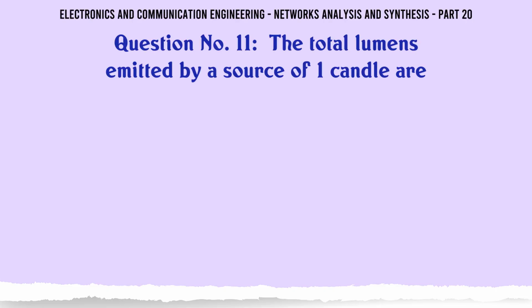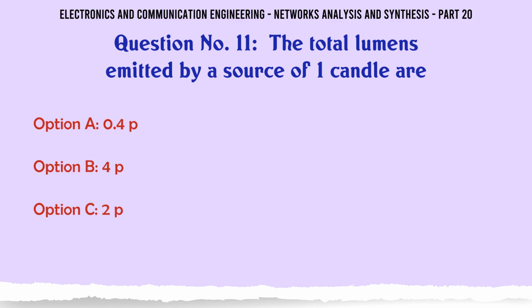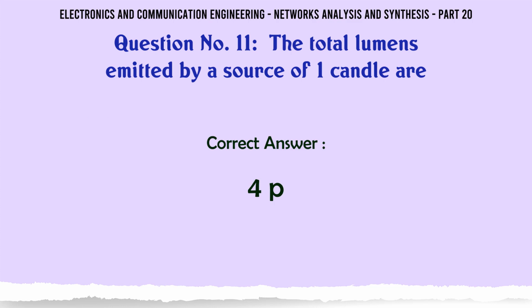The total lumens emitted by a source of one candle are: A. 0.4π, B. 4π, C. 2π, D. 8π. The correct answer is 4π.